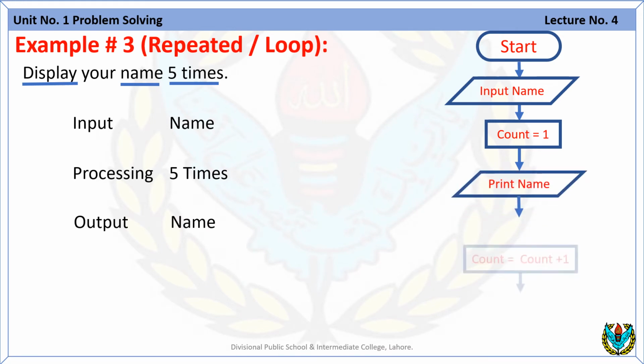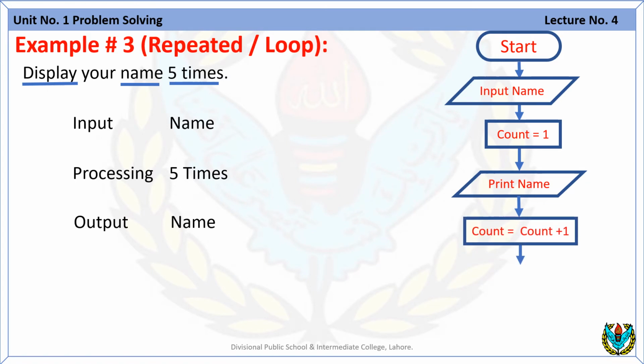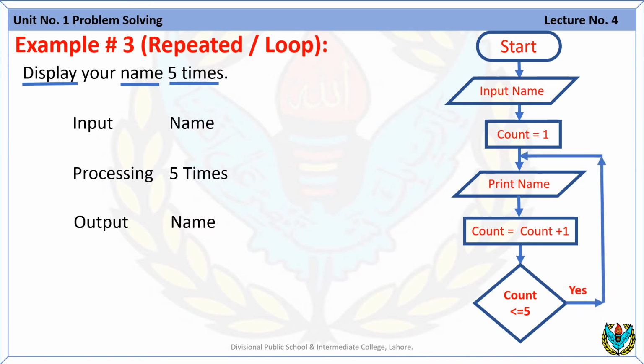Variable count will increase by 1. At this stage, we will check and decide whether the variable count is less than or equal to 5. If the answer is yes, then we will go back for printing the name second time and again we'll increase the variable count by 1 and then again check the condition.